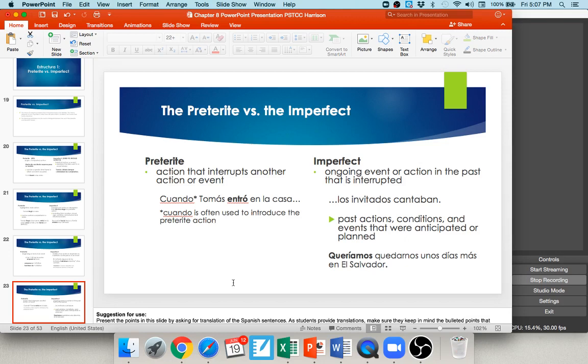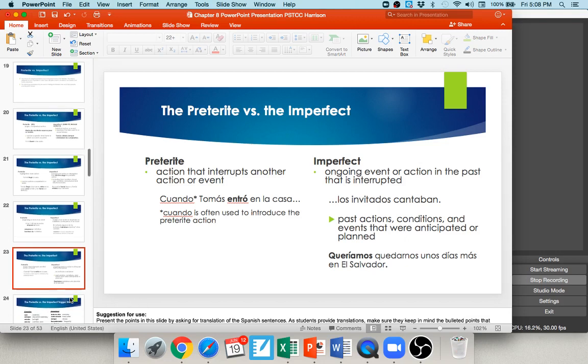The ongoing event or action that gets interrupted, she was walking down the stairs. That certainly got interrupted by him snatching her. And the action that did the interrupting, the snatching, is preterite because it only happened once. So another example, cuando Tomás entró en la casa, when Thomas entered the house, los invitados cantaban, the guests were singing. So Thomas walking in the house is what does the interrupting of the guests singing. Okay. So think about that, the interrupted and the interrupting actions.